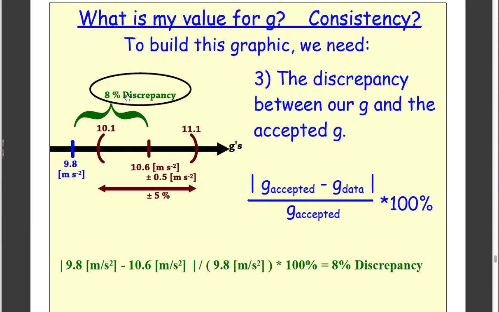To find that discrepancy, that in my example it was 8%, we simply take the difference of these two G's, the absolute value, and divide by the accepted. And I get 8%, you'll get something a little bit different.